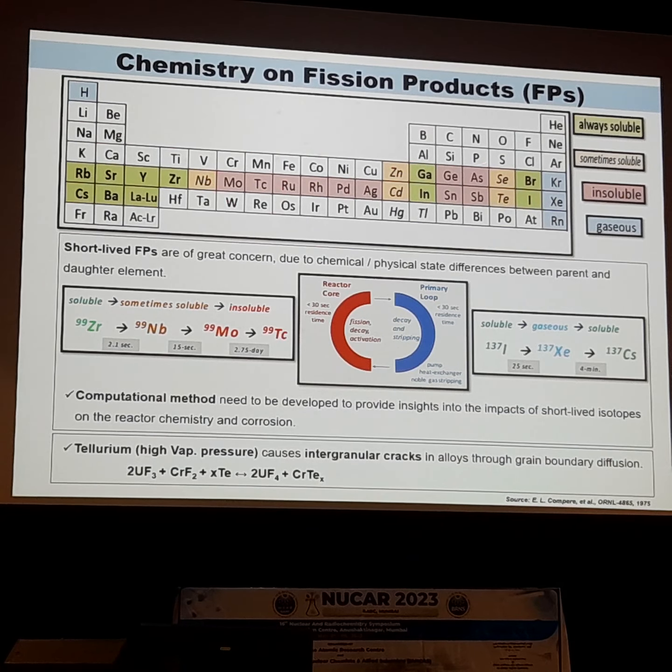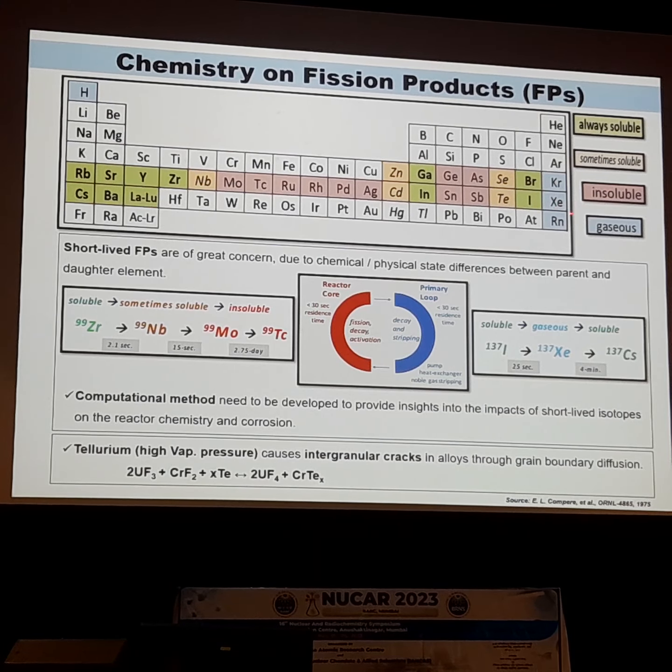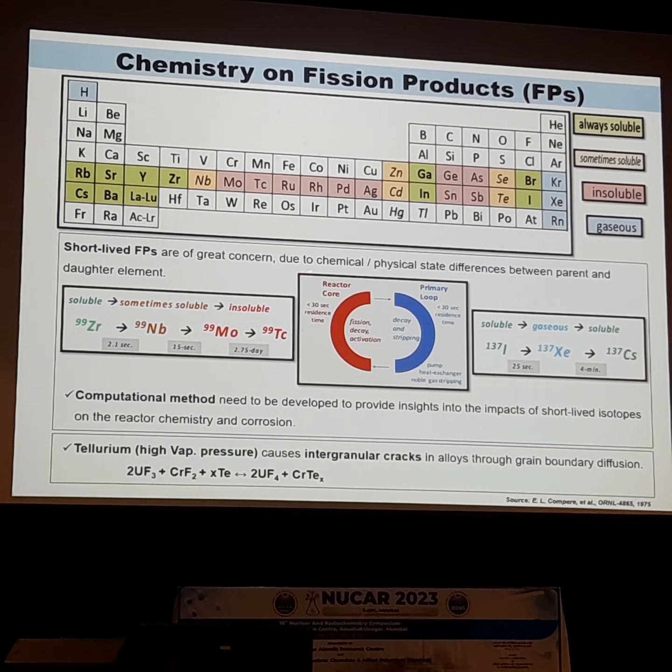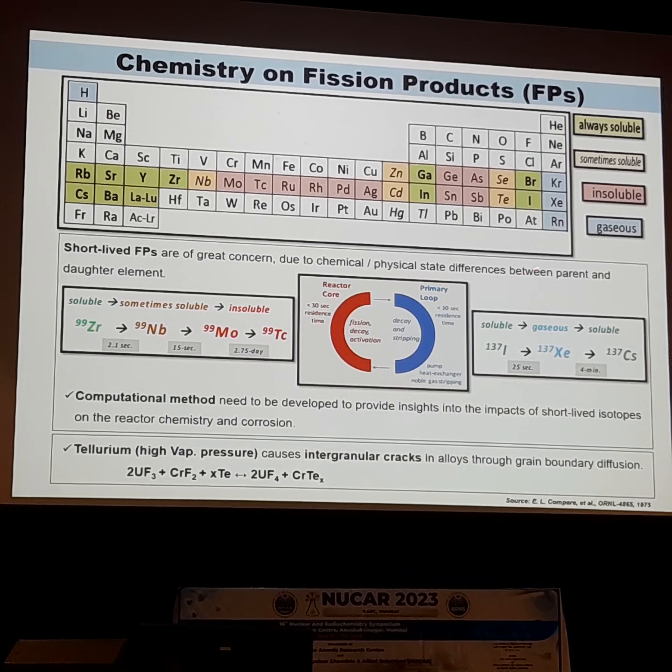So I have categorized different fission products. Some fission products are always soluble in the molten salt, some are insoluble, and some are partially soluble, depending upon the redox potential inside the molten salt reactor. And obviously gaseous fission products are also generated, some krypton, xenon and radon. However, short-lived fission products are of very great concern due to the difference in chemical and physical properties between the parent and daughter element.